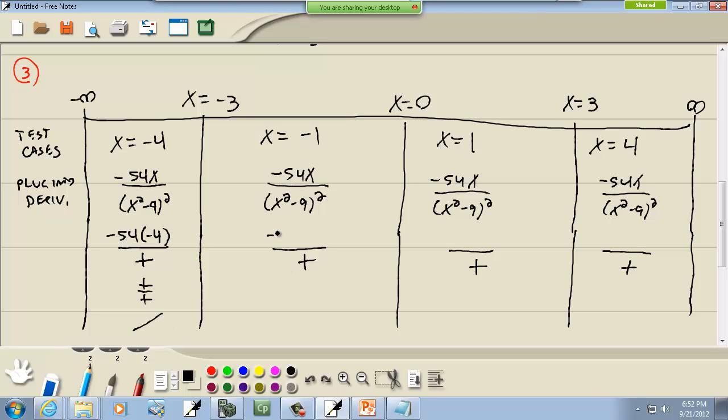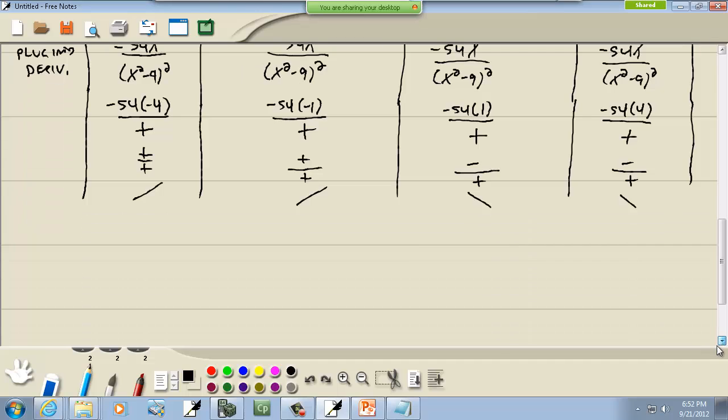Now here, we're going to have negative 54 times negative 1. Negative times a negative is positive. Positive over positive is positive, so it's increasing. Now here we're going to have negative 54 times 1. That's negative times a positive is negative. Negative over positive is negative, so it's decreasing. And here we have negative 54 times 4. This gives us a negative. Negative over a positive is decreasing. Now again, we could care less what those values actually are. We just care whether it's positive or negative.